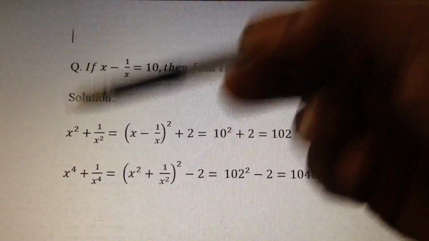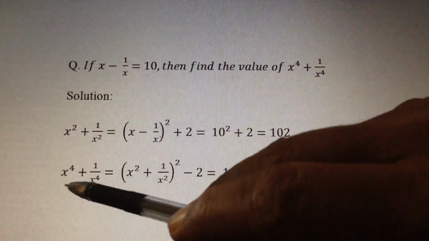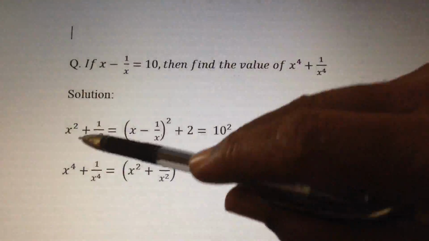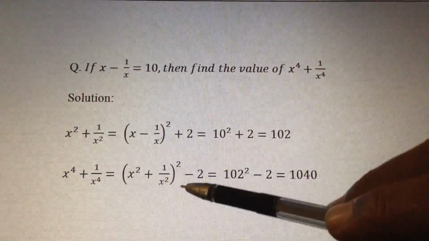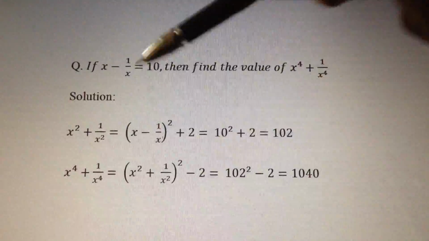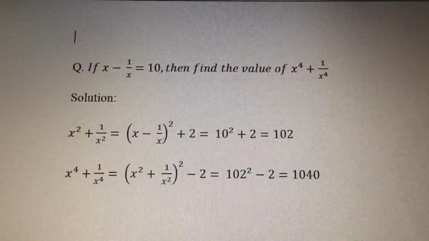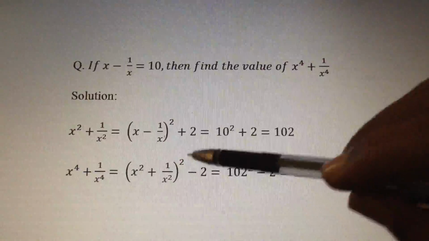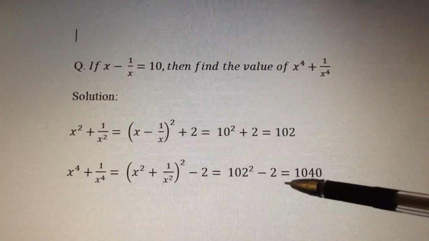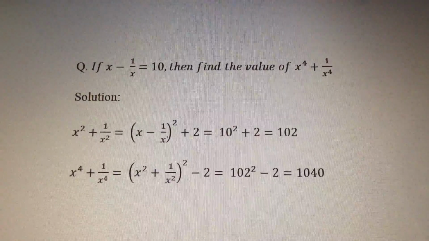Now again squaring this one, we get x power 4. Therefore, x power 4 plus 1 by x power 4 is equal to x square plus 1 by x square whole square minus 2, similar to what we have discussed earlier, which is equal to 102 square minus 2, which is equal to 10402.